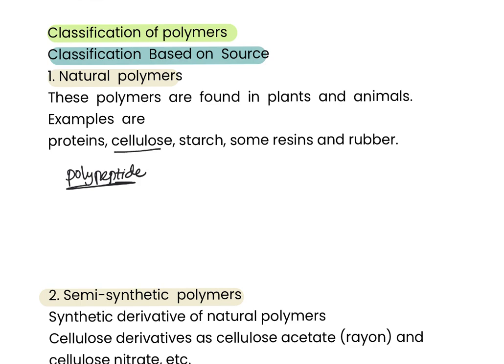Cellulose is one of the carbohydrates. It is made of beta D glucose. Next, starch. Starch is formed with alpha D plus glucose, and there are some resins and rubbers. Natural rubber is one example, which is made up of the monomer called isoprene.